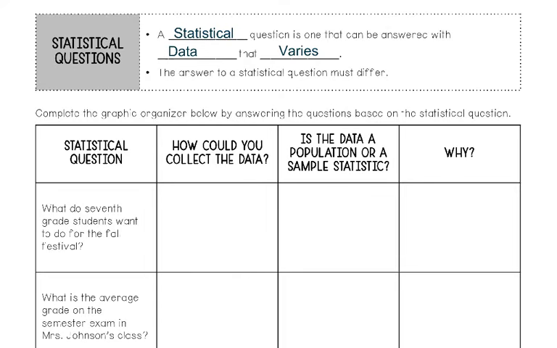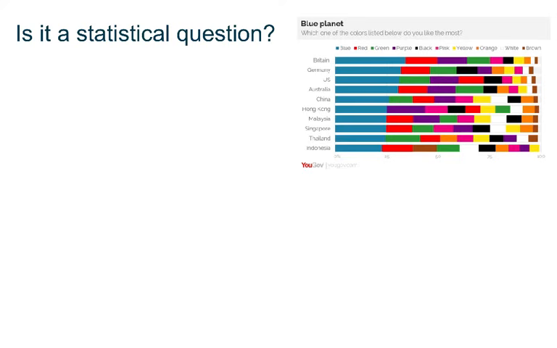So now let's start talking about some of the data we can get from our populations and from our samples. The data we collect could answer statistical questions. A statistical question is one that can be answered with data that varies. And that just means that the answer to a statistical question has to differ. Let's look at the example of each country's favorite color. The question, which of the colors below do you like the most, is not a statistical question. That's a good survey question, but it's not statistical. This is not a statistical question because it is not answered by data that varies. One person only has one favorite color.